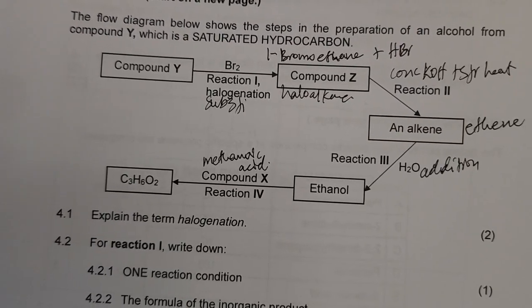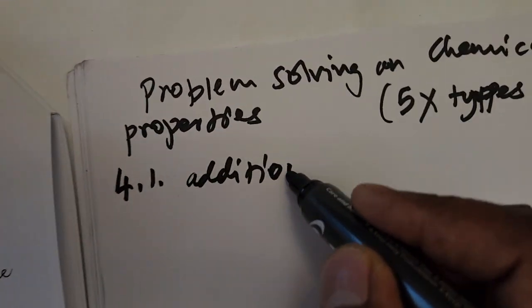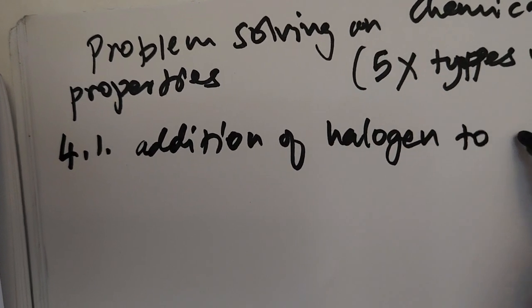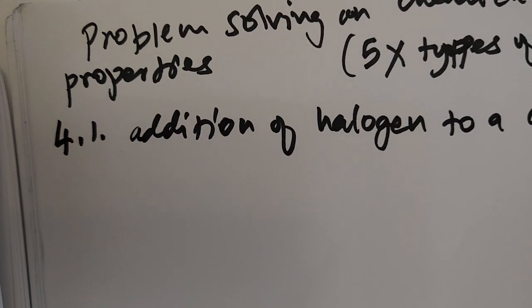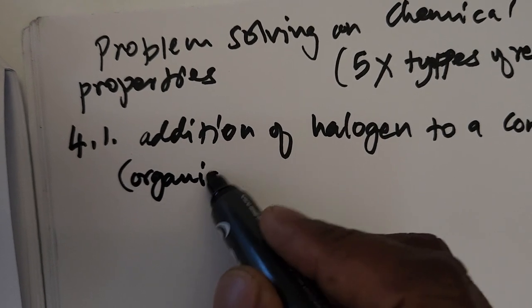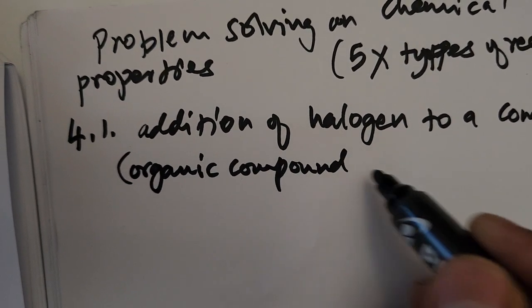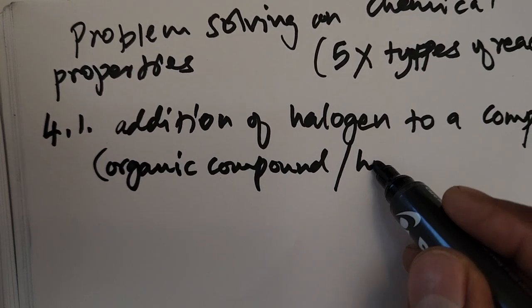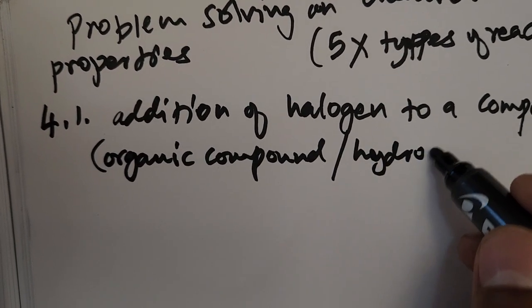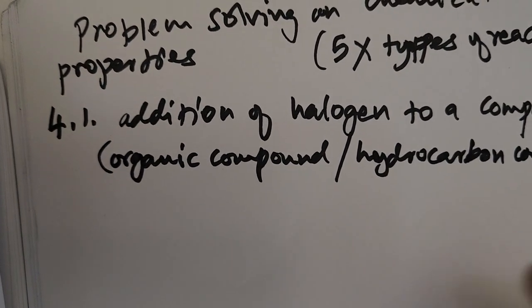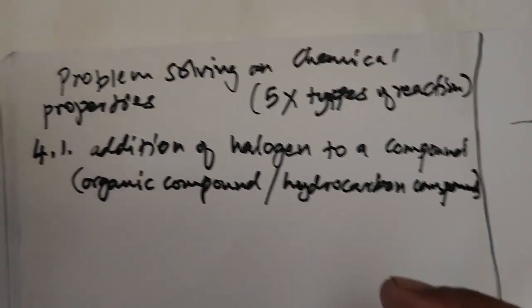They say explain the term halogenation. When you halogenate, it's just an addition of a halogen to a compound. But if you want to show the examiner that you know more, you can even say to an organic compound. If you want to show them you know more, you can even say to a hydrocarbon compound, because mainly only hydrocarbons would undergo halogenation. Fine.